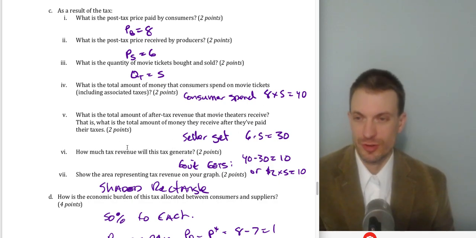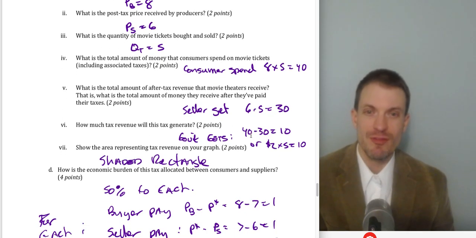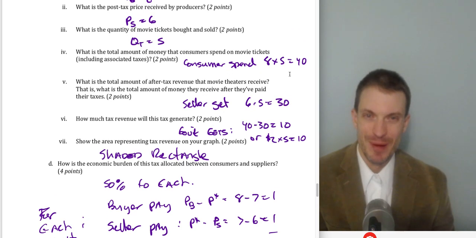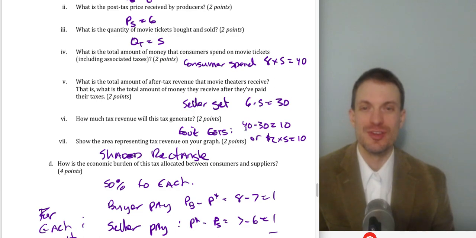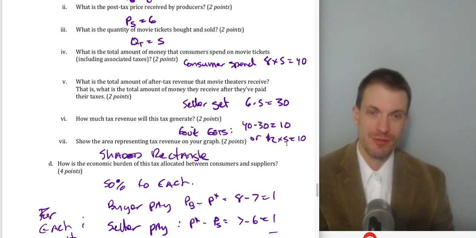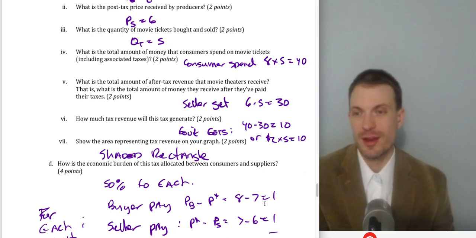How much tax revenue would this generate? The government is going to get the difference. So buyers are paying 40, sellers are getting 30, so the government's getting 10. So you could do this two ways. You could say the government gets the difference between how much is leaving buyers' wallets minus how much sellers are getting, which is 10 or 10,000, or the government gets $2 per the quantity of 5 sold, or 5,000. This is in thousands, so 10.